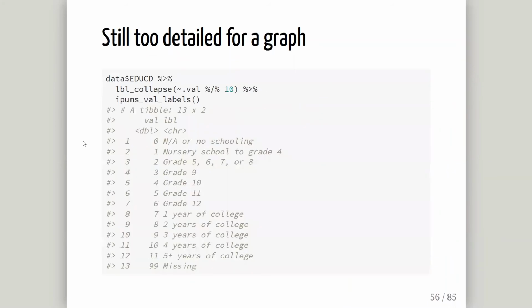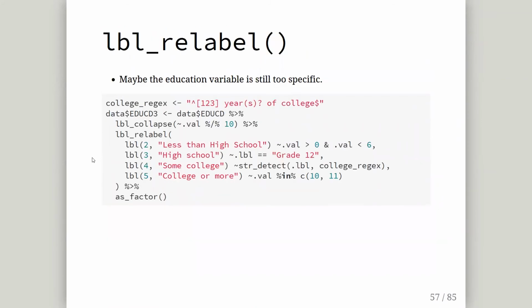But maybe that's still too detailed for a graph. So this is the result of the previous slide, printing out the value labels. And we see we still have like 13 values, and that still might be too detailed for a visualization like what we're going to do below. So that's where this function label relabel comes in.